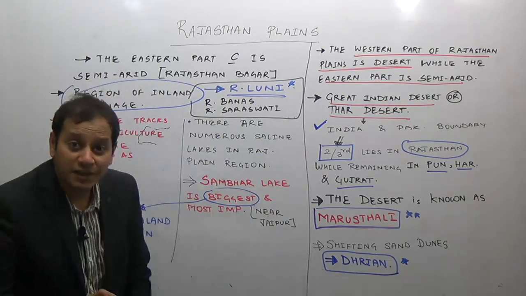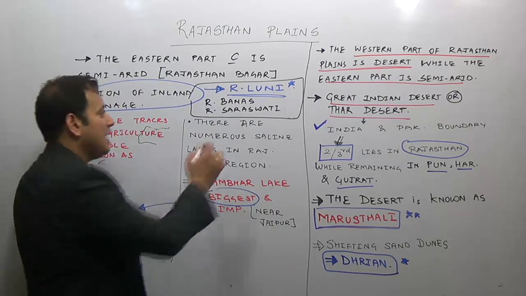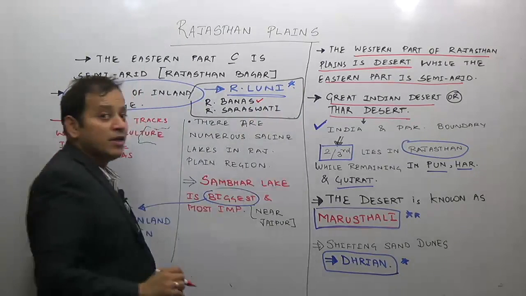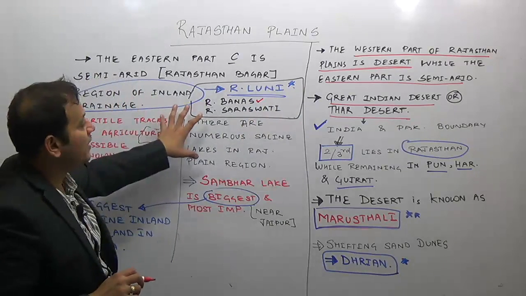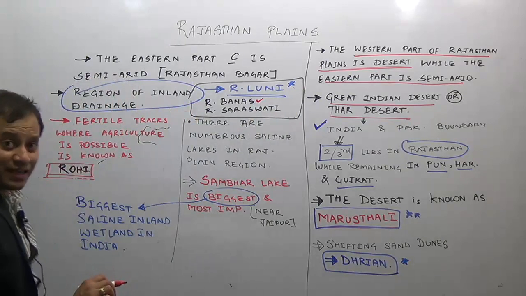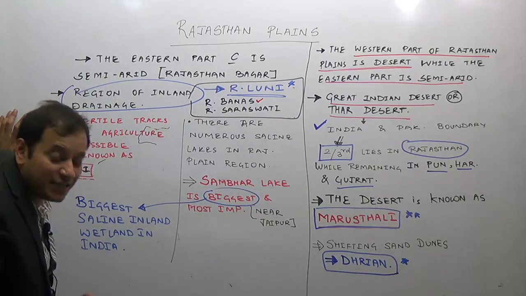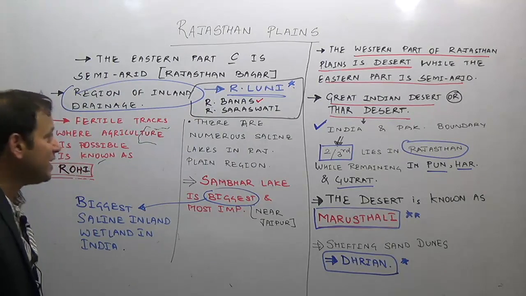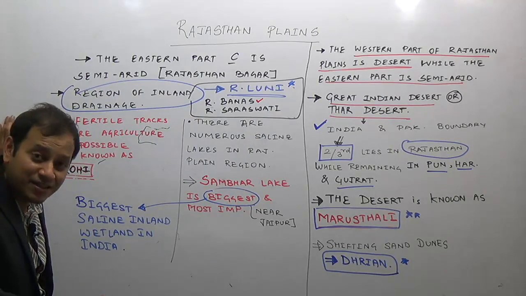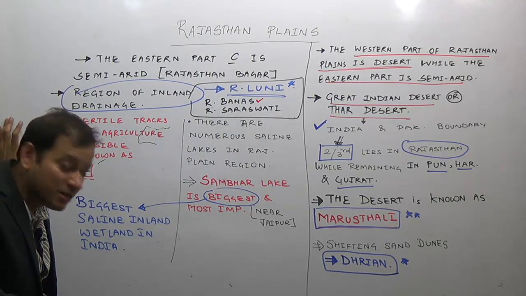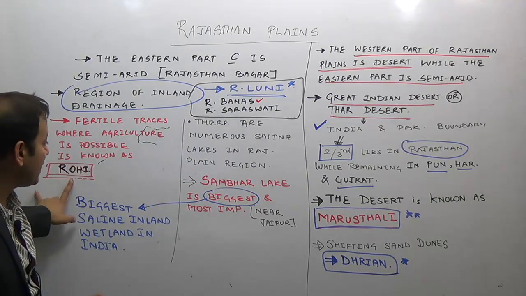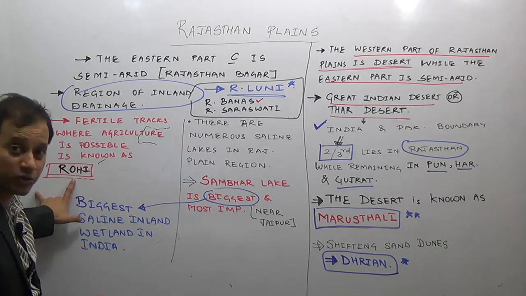Which river are we referring to here? River Banas is the inland river here. Okay, so it is a region of inland drainage. Now, in this inland drainage system water is a limiting factor, but in the areas where water is available, agriculture is possible, and obviously that region becomes fertile, and such a fertile tract is known as Rohi.